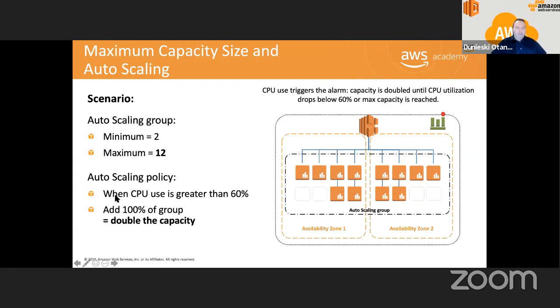Auto scaling policy: when CPU use is greater than 60%, add 100% of the group. So double the capacity, okay? So we're telling this group that if it is 60%, we don't want to have this here.